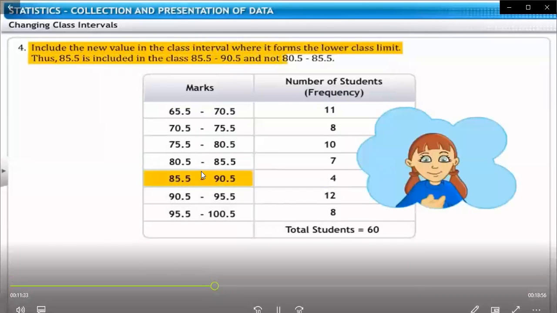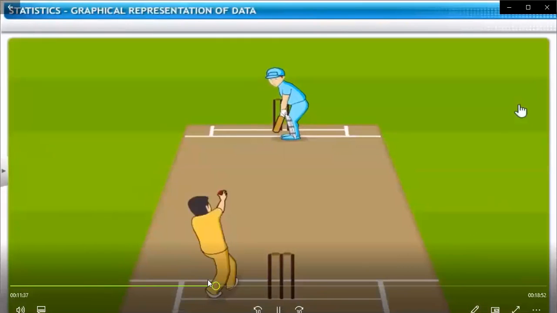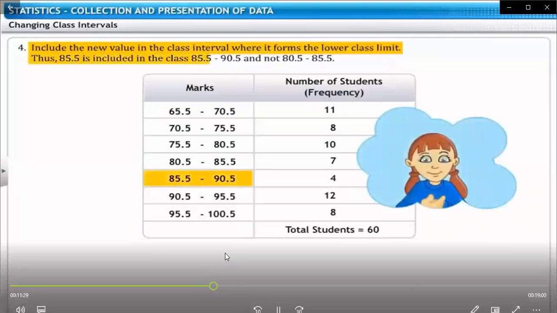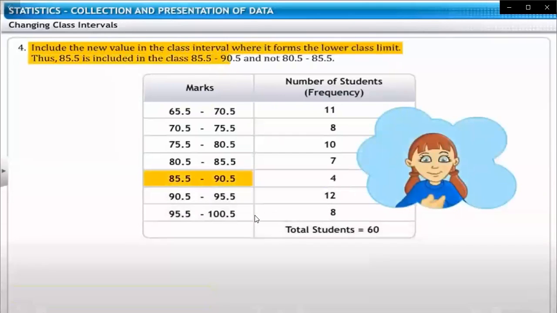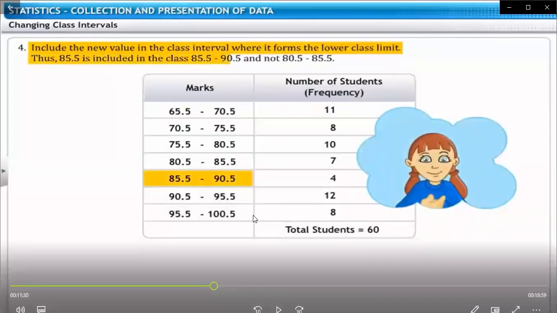So in our case, the marks scored was 85.5. That's why we included that particular student in the 85.5 to 90.5 range. In this way, we are changing the class intervals for several such cases that we'll discuss while doing the questions from our textbook also.